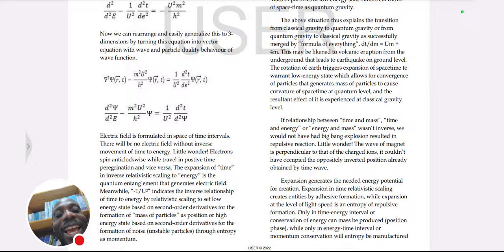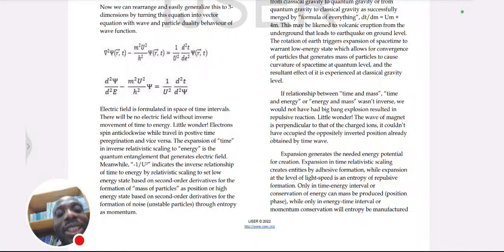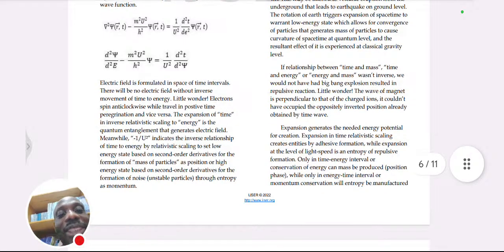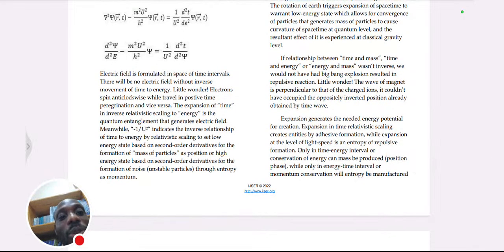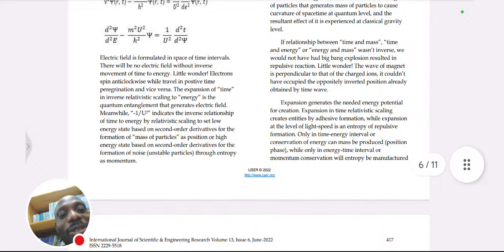And then what I get there, I realize that it is not symmetric. What I actually have right there is not symmetric. So my conclusion is electric field is formulated in space of time interval. There will be no electric field without inverse momentum of time to energy. Little wonder electrons spin anti-clockwise while they travel in positive time perturbation and vice versa. The expression of time in inverse relativistic scaling to energy is the quantum entanglement that generates electric field.